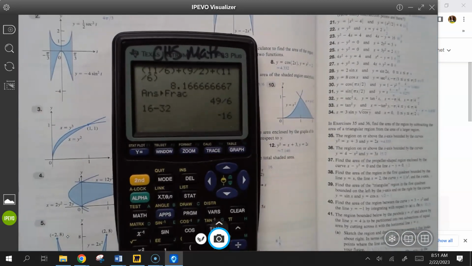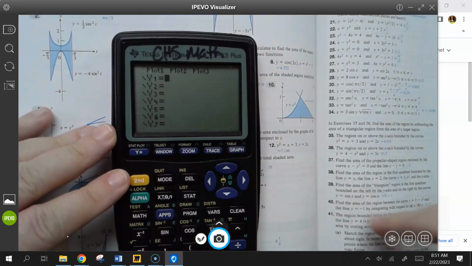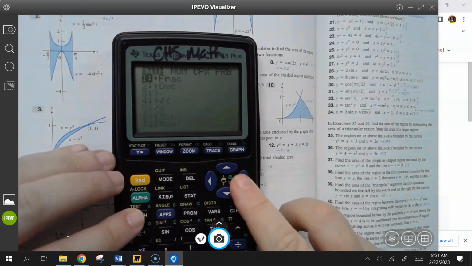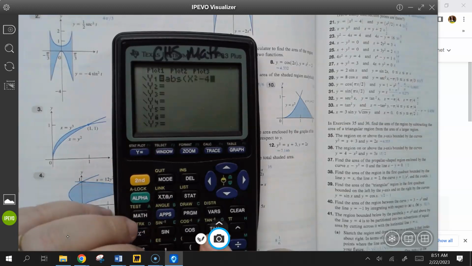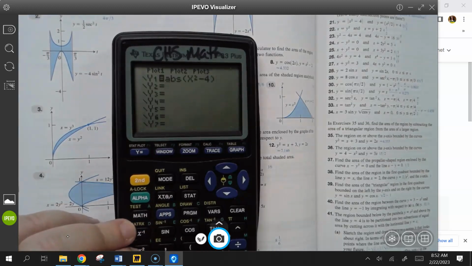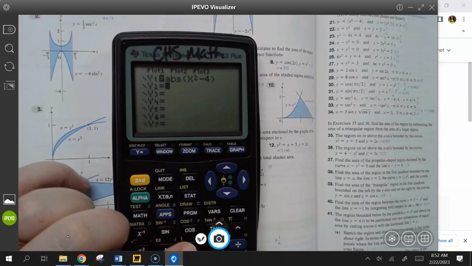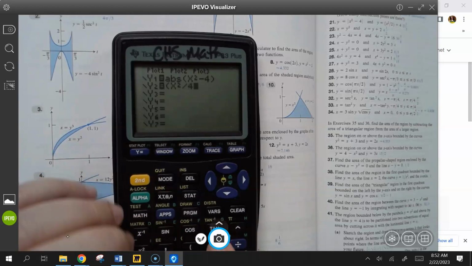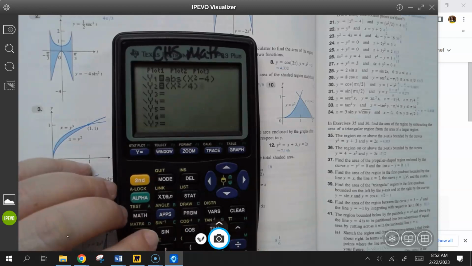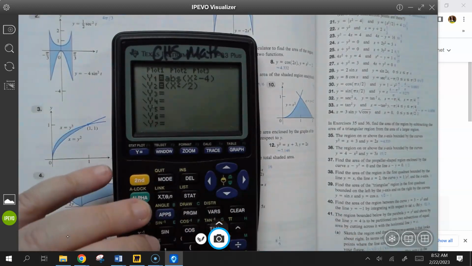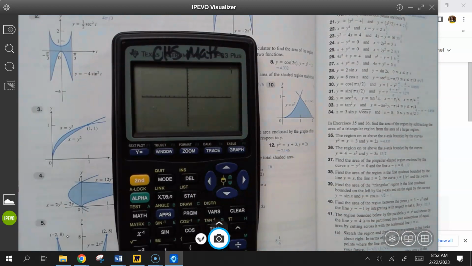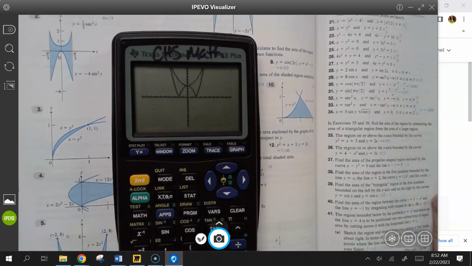All right, I'm just going to graph both of them. Absolute value of x squared minus 4, and then x squared over 4 over 2 plus 4. There we go. Let's see what I'm looking like. There's the first one. Here's the second one, right?